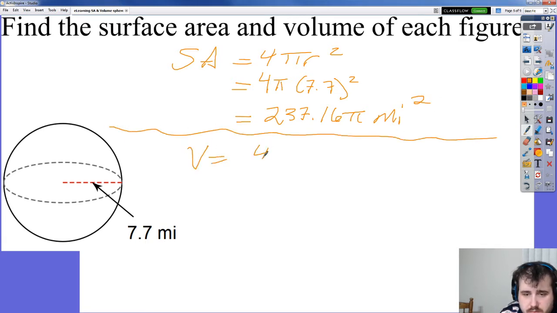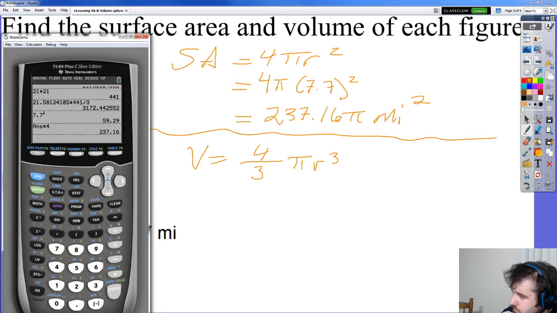Volume, 4/3 pi r cubed. So now I'm going to do the same thing. And again, there's not much to do here. When you want to do 4/3 in the calculator, times 4 divided by 3. That's my suggestion to you. So we've got our radius of 7.7. I don't have a cube button on here, I don't think, so I'll use the caret to make my own. Cubed, times 4 divided by 3.